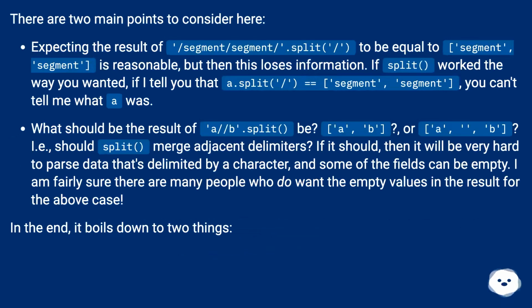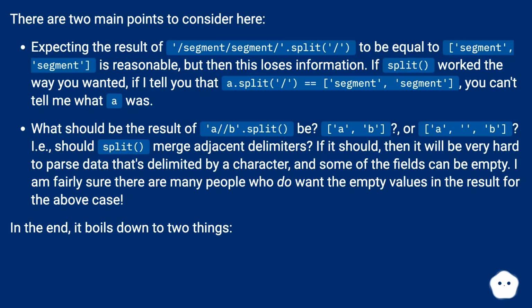There are two main points to consider here. Expecting the result of '/segment/segment/'.split('/') to be equal to ['segment', 'segment'] is reasonable, but then this loses information. If split worked the way you wanted, and I tell you that a.split('/') is ['segment'], you can't tell me what a was. What should be the result of 'a//b'.split('/')? ['a', 'b'] or ['a', '', 'b']? I.e., should split merge adjacent delimiters?